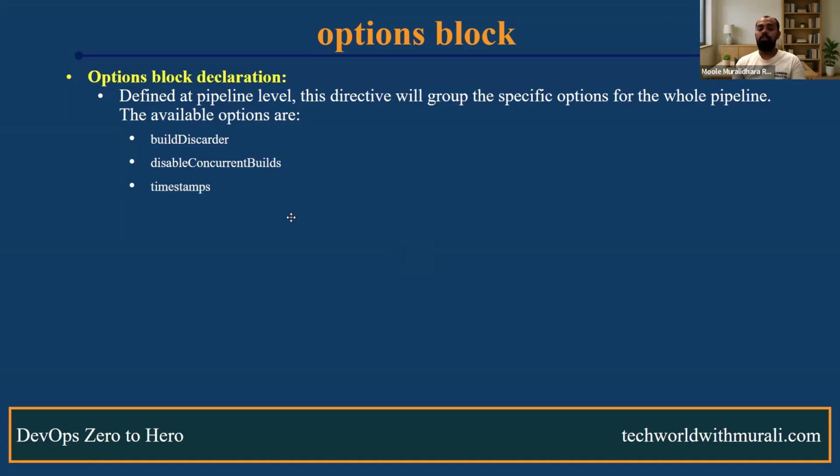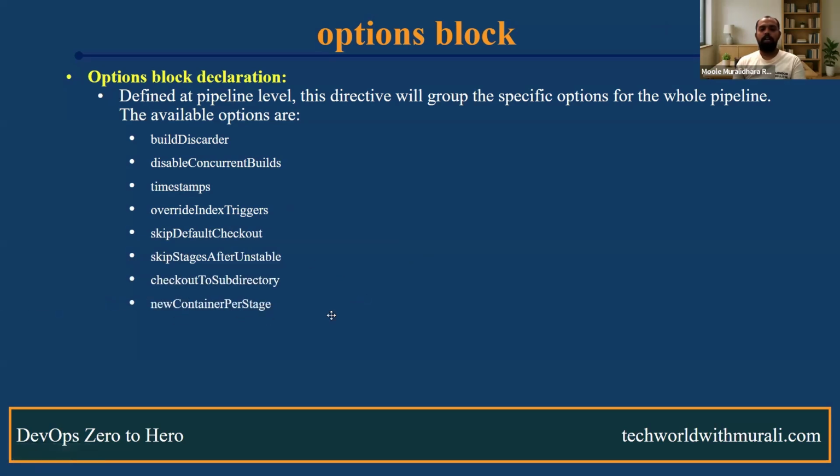If you remember, in the logs, if you want to enable the timestamp, we defined it inside the freestyle job, right? Same thing, if you want to define it inside the pipeline block, we can use timestamps inside the options block. We can define that, and then override index trigger we don't require. Skip default checkout, you can ignore it. This one also we won't skip: skip stages after unstable, checkout to subdirectory, new container per stage, and timeout. In case you want to define the timeout option, we can do it here. Retry also we can define.